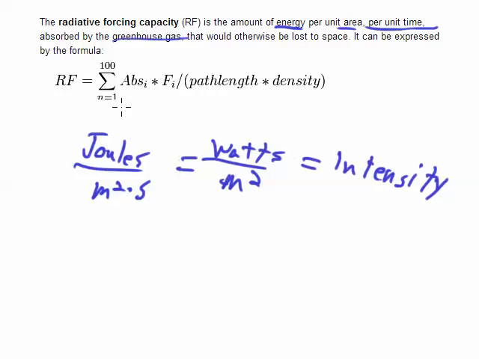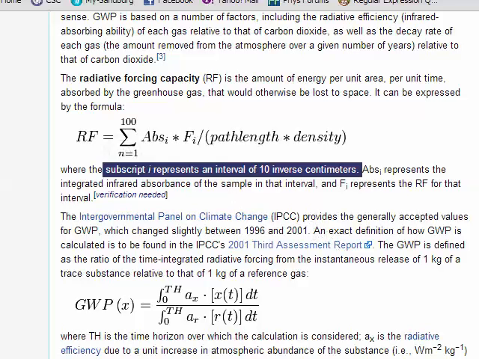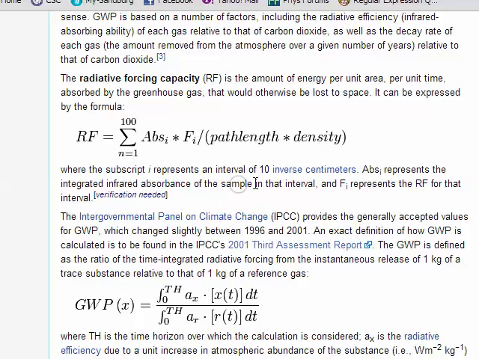It is expressed by the formula: the sum as n goes from 1 to 100 of ABS sub I times F sub I divided by path length times density. Alright, there seems to be a flaw in this formula because they've got an n over here and an I over here. Usually if there's a subscript over here, it ought to match this letter here. Subscript I represents an interval of 10 inverse centimeters. Unfortunately, that doesn't really have much meaning to me.